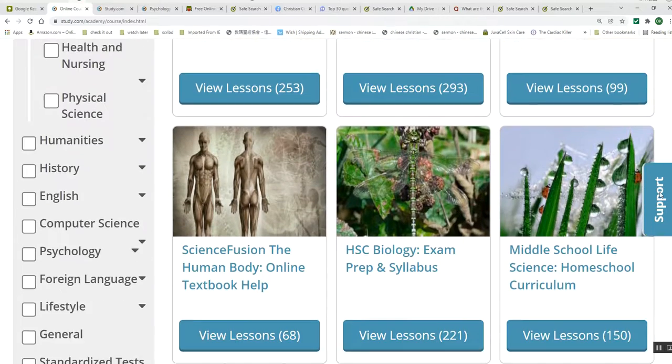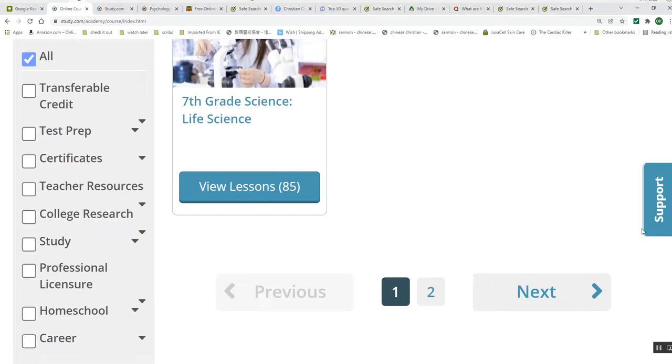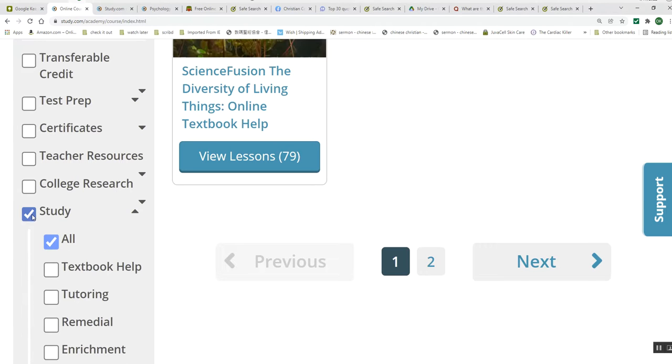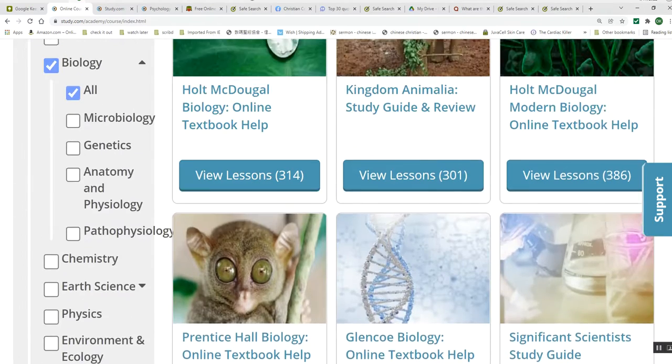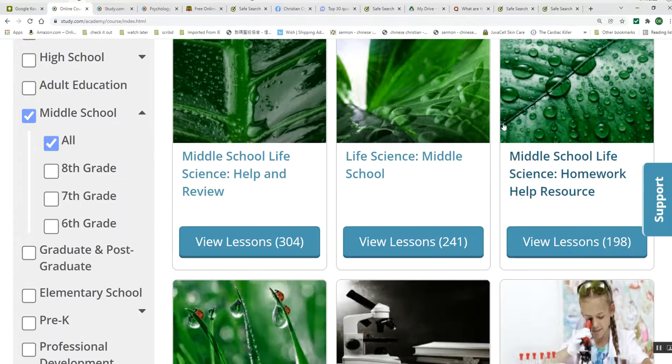Then another section: what are your goals? What do you want to do with 6th grade biology? You could say test preparation, study, homeschool, or career. I choose study and leave the rest as default. Let me go back up and see there are 2 pages of listing. What are my choices for 6th grade biology? You have life science, so I say okay, this is good. You have 241 lessons, so I click on that.